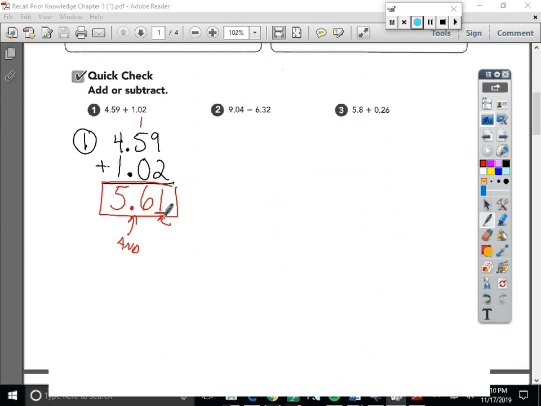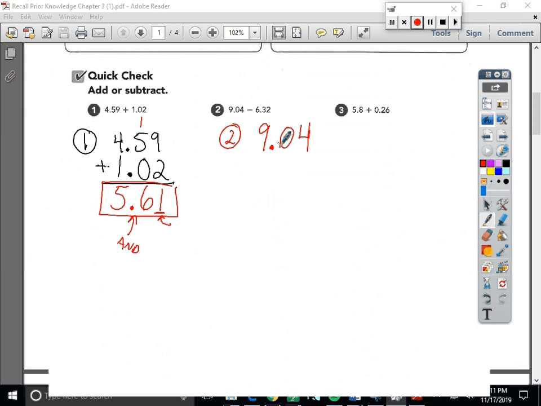Let's take a look at number 2. In number 2, it's a subtraction, and I need to be really careful with that one because subtractions are not commutative. They cannot be rearranged. So the first number I'm given is the 9 and 4 hundredths. It has to go on top.